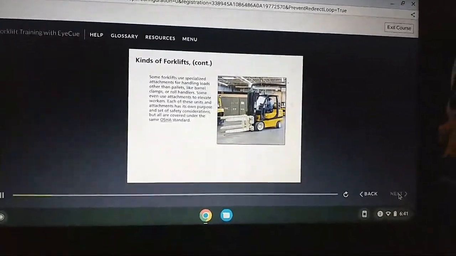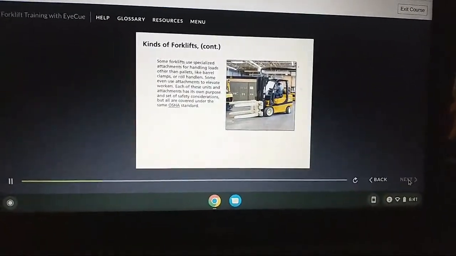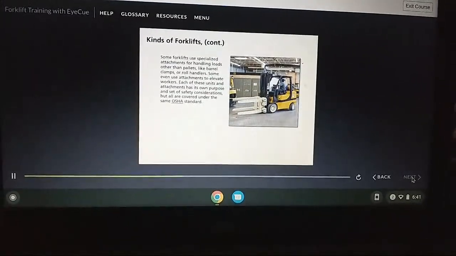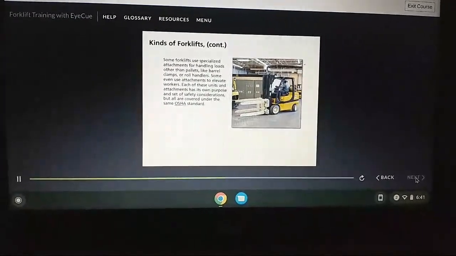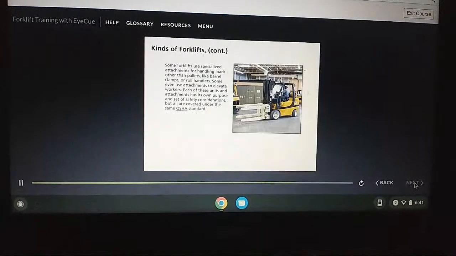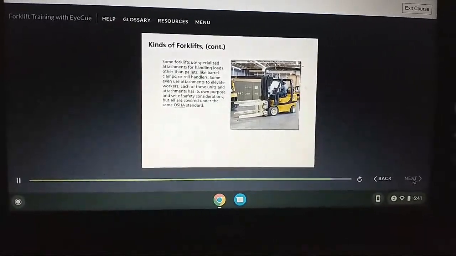Some forklifts use specialized attachments for handling loads other than pallets, like barrel clamps or roll handlers. Some even use attachments to elevate workers. Each of these units and attachments has its own purpose and set of safety considerations, but all are covered under the same OSHA standard.